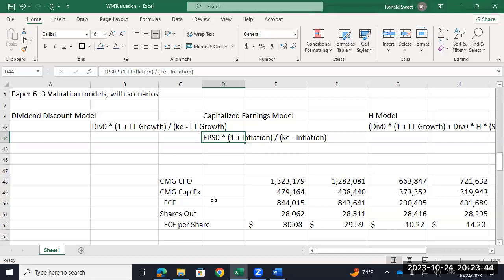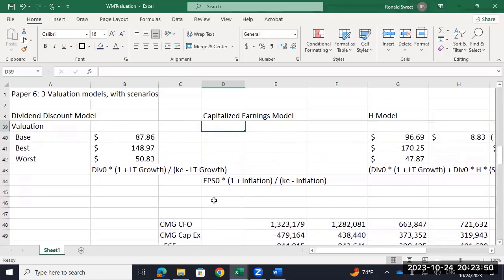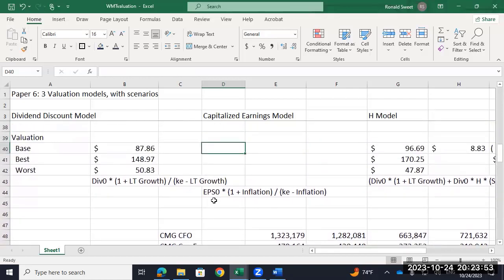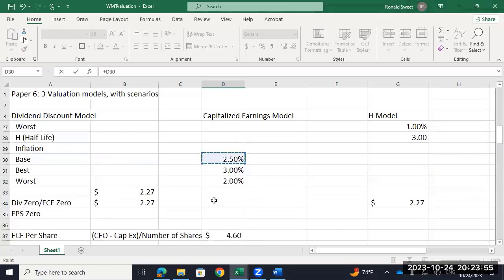I don't view it as a valuation tool. I view it as a floor. What's the minimum value of this firm? And so we'll do that scenario. So earnings per share is 0. Did I bring in earnings per share? Yep, there it is. Times 1 plus inflation.